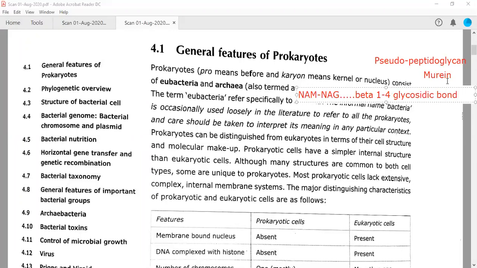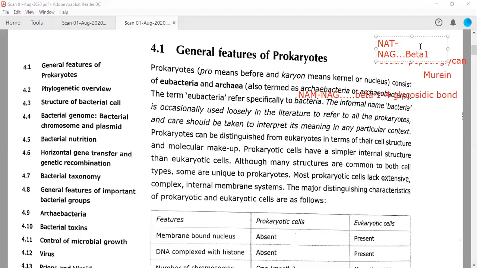Now we will come to pseudopeptidoglycan. So this is the normal scenario. In case of eubacteria, this peptidoglycan cell wall is made up of NAM and NAG subunits, which are connected via beta-1,4 glycosidic linkages. Whereas in pseudopeptidoglycan, which is present in archaea, they are made up of NAT, that is N-acetyl talosamine uronic acid, and NAG. And the link between the NAT and NAG is actually a beta-1,3 glycosidic bond.